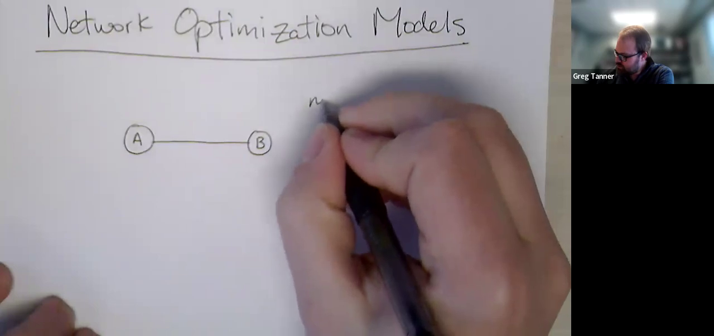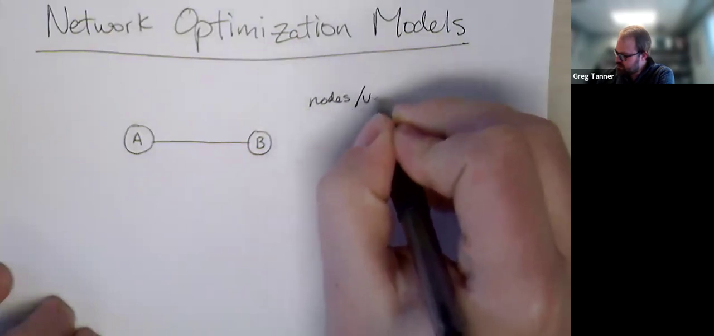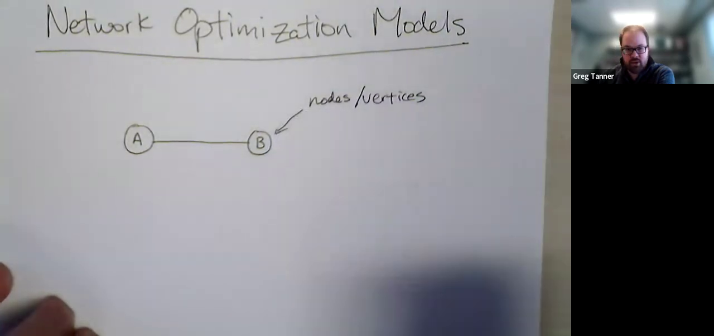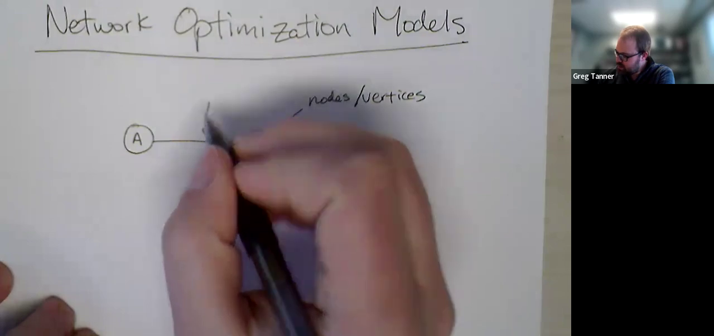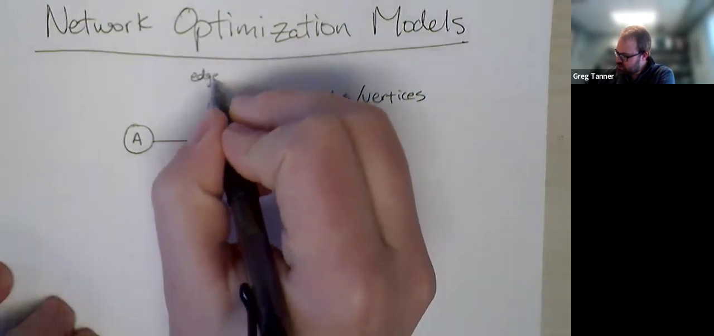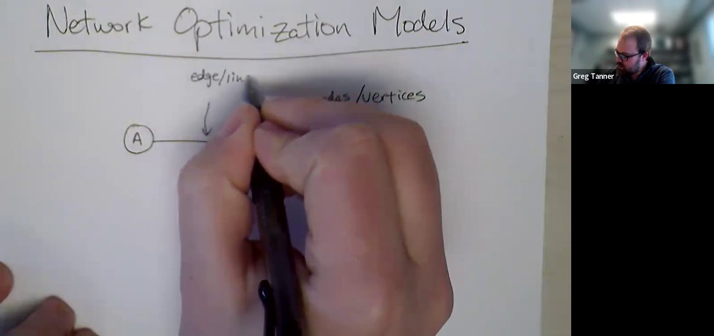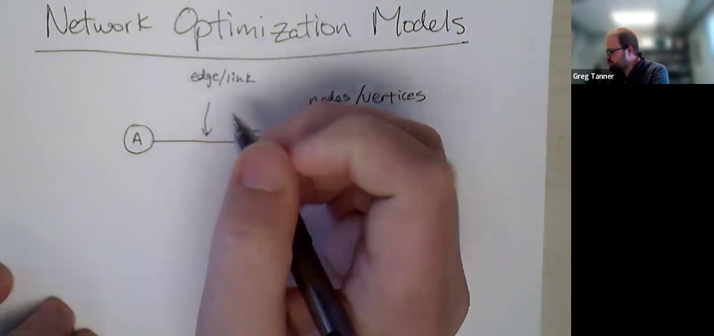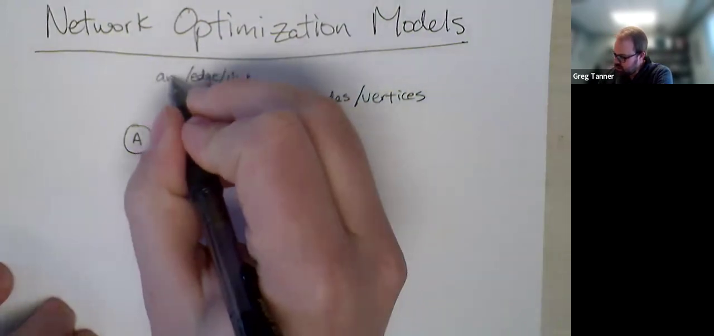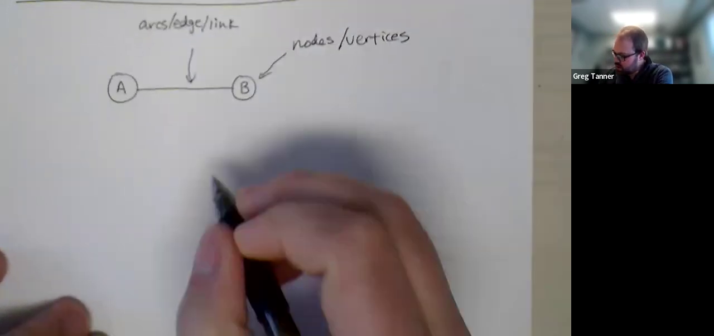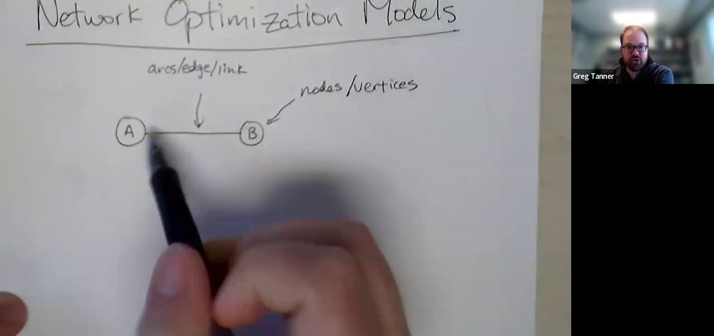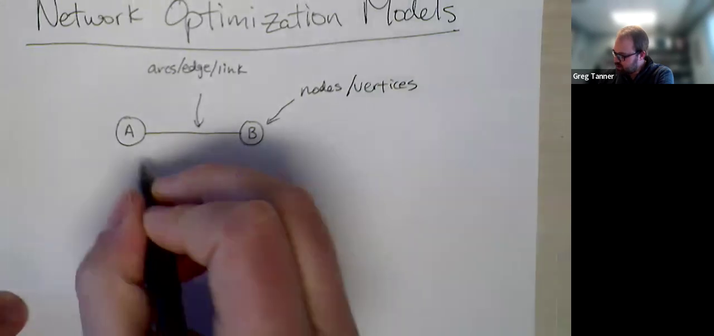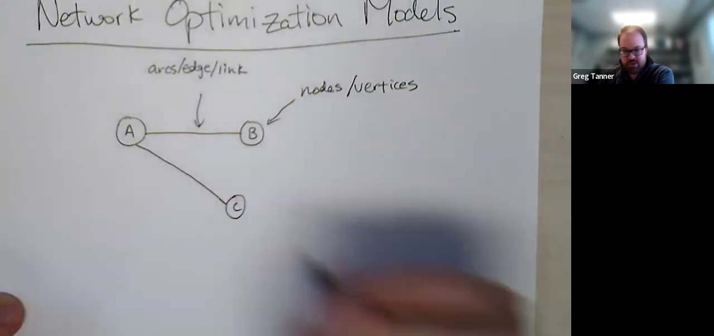So we've got nodes, sometimes called vertices or vertex. So that's a node there. And then between them is an edge or a link, or sometimes you'll see them called arcs. Okay, and a network is just a collection of a bunch of nodes and a bunch of edges or links between them. And so here, I'll put another one in here and I'll connect these two.